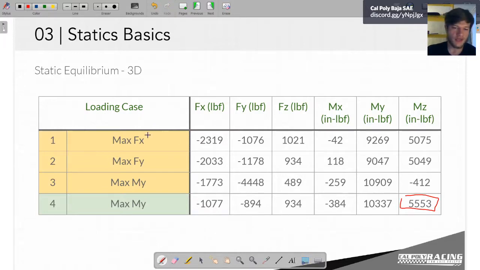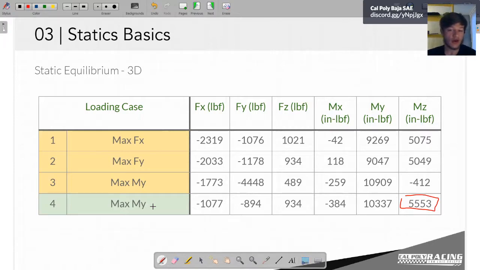One of the reasons that we identify loading cases this way is that some of the problems that we solve are just extremely complicated. There's no way that we can analytically figure out what combination of forces and moments is going to be the worst that we think we'll ever see.